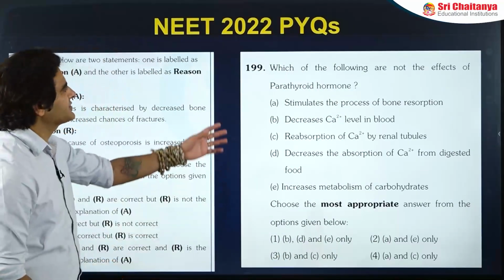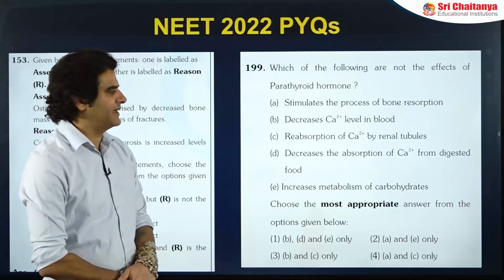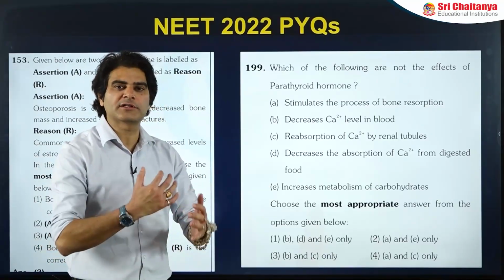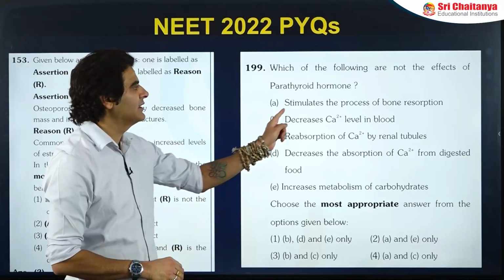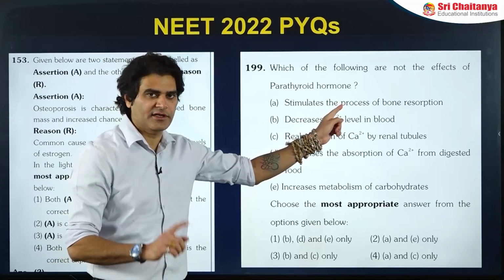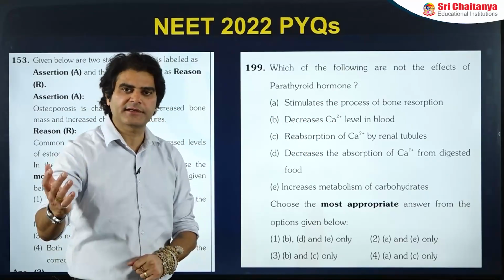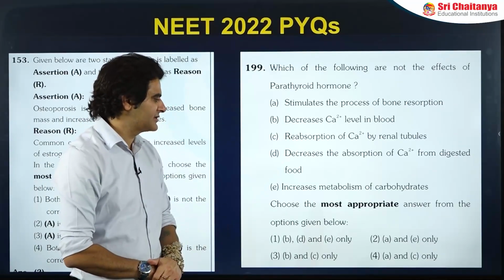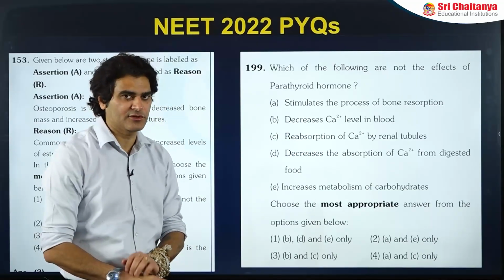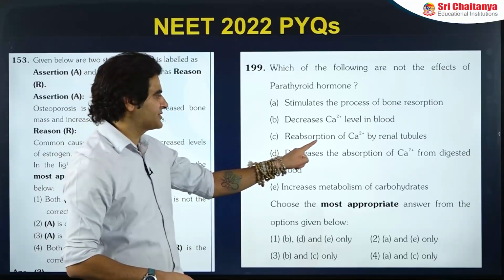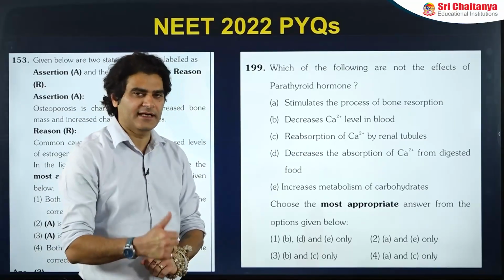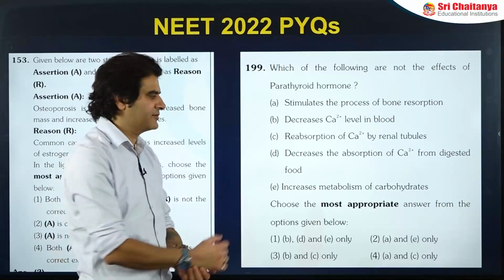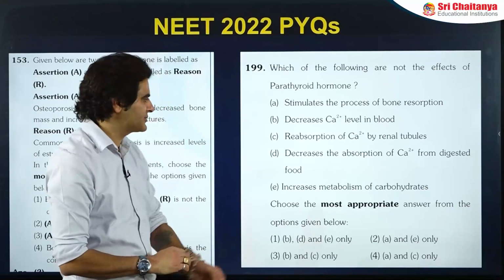Going forward to next question, which of the following are not the effects of parathormone? Parathormone will be raising the blood calcium level by all the possible mechanisms. For example, stimulating process of bone resorption. I told you what this term means. Taking the calcium out of the bones into the blood. Decreases calcium level in the blood. No, that will be wrong, because parathormone increases it. Reabsorption of calcium by renal tubule, that is right. Whenever calcium gets filtered out of blood vessels into nephron, parathormone will be stimulating the reabsorption.